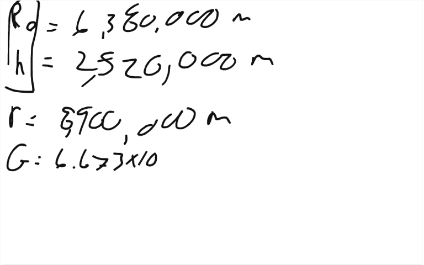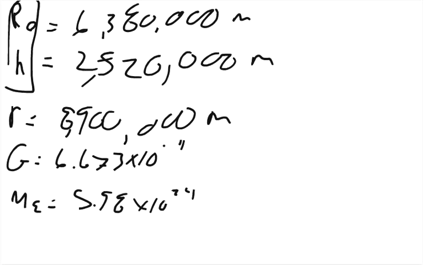The gravitational constant again is 6.673 times 10 to the negative 11th. If this is not actually the right number, it's getting me the right answer, so I'm continuing to use it. And then the mass of the Earth is 5.98 times 10 to the 24th.